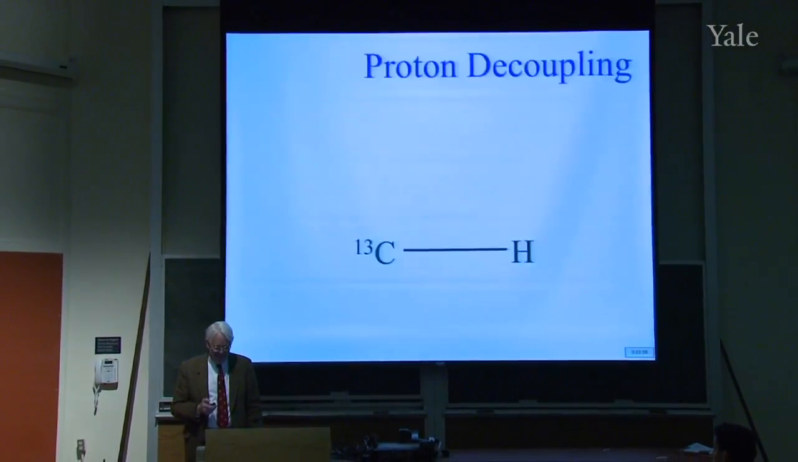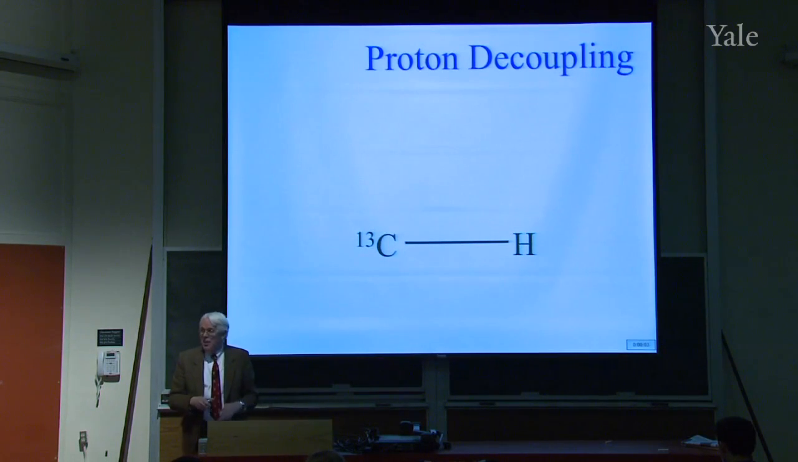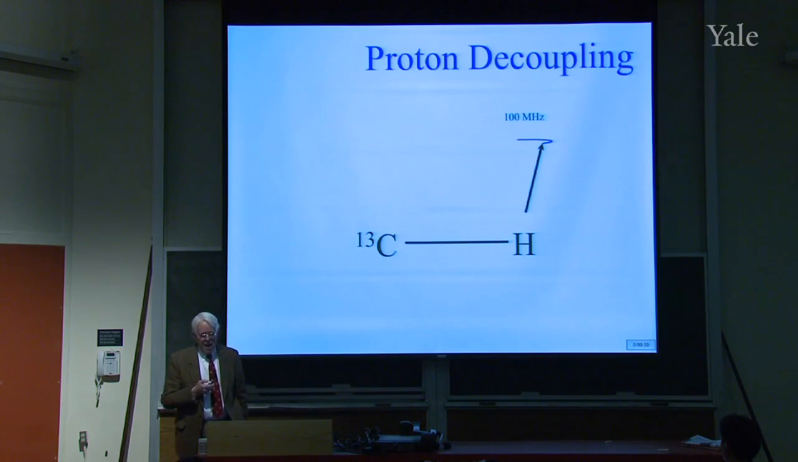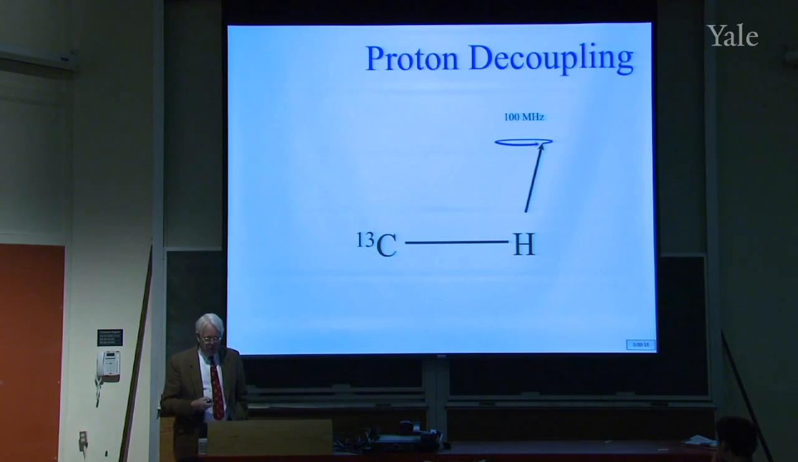Okay, now, proton decoupling. Let me just start this, and then we'll show the example next time. So we have JC13H here, okay? Now notice that when we put this in a certain magnetic field, the proton will precess at 100 megahertz. How about the C13? Will it precess at 100 megahertz? No, because it's a much weaker magnet. It doesn't feel as much torque, it doesn't precess as fast, right?